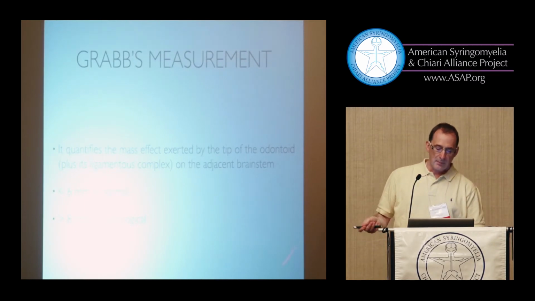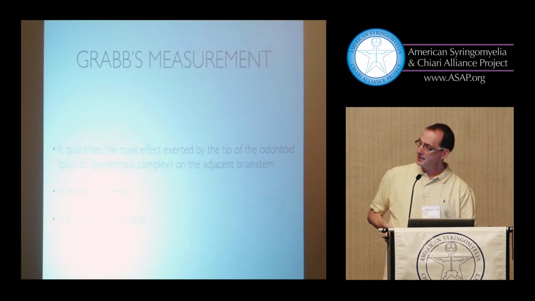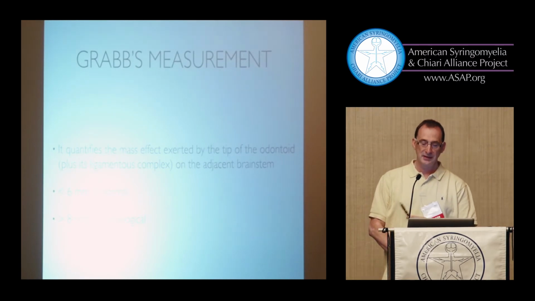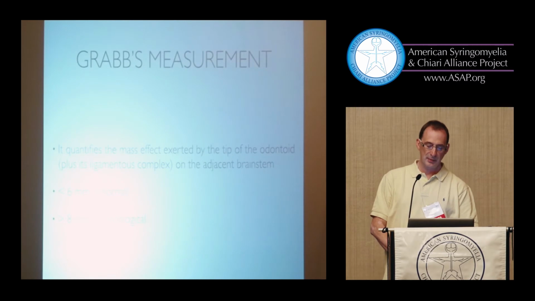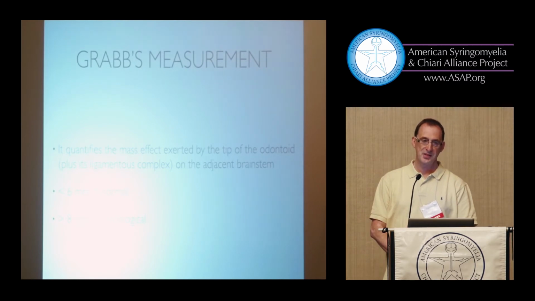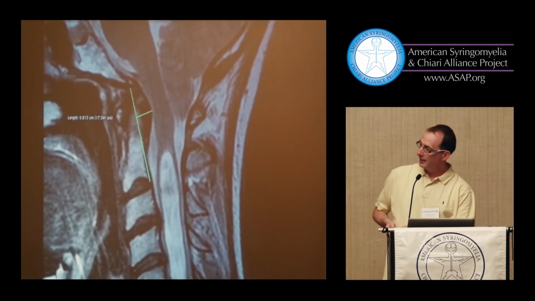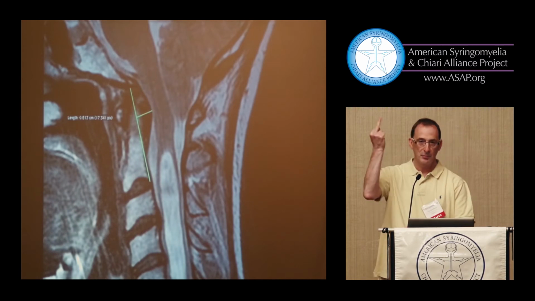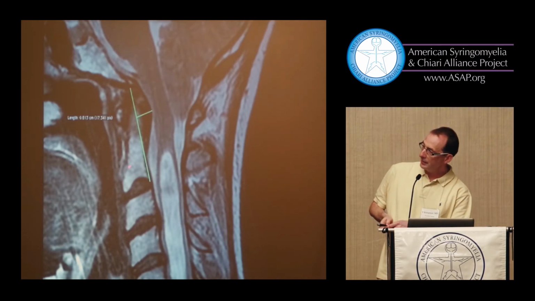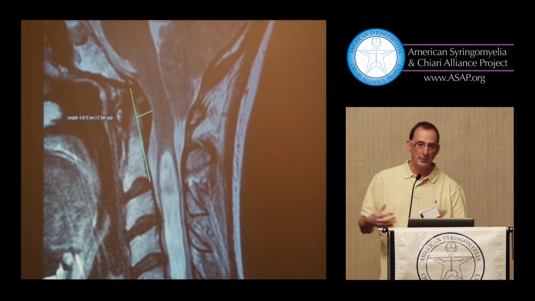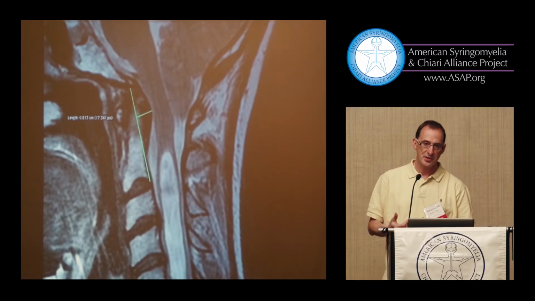The grab measurement has a role, and it quantifies the mass effect exerted by the tip of the odontoid plus its ligamentous complex on the adjacent brainstem. I'm translating in English. The birdie from before, that's a piece of bone here, and this here is painted in light gray. Around here, you see there is an area which is more blackish. That's a ligament.